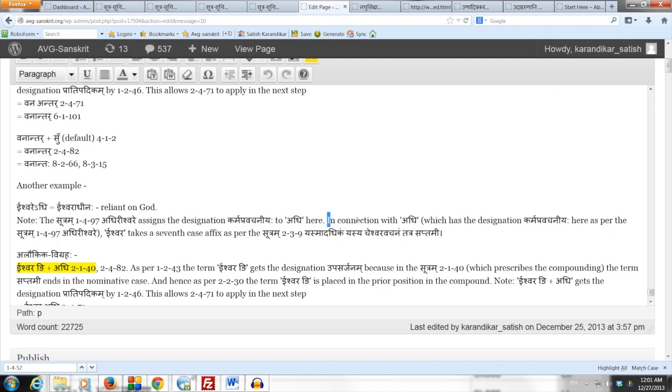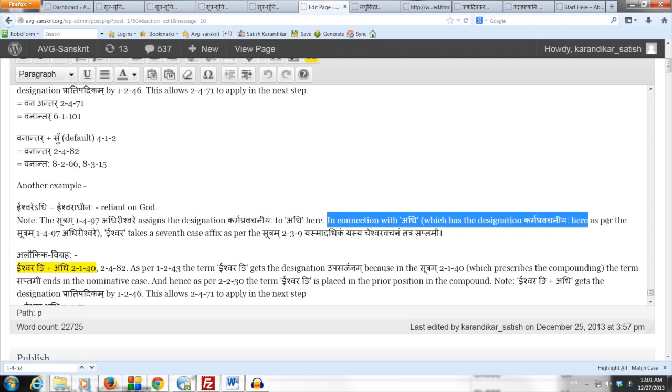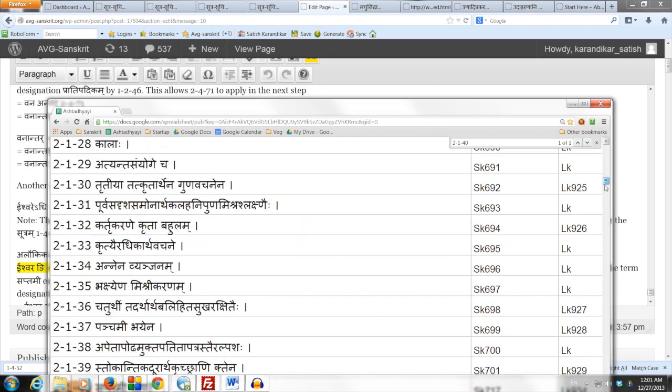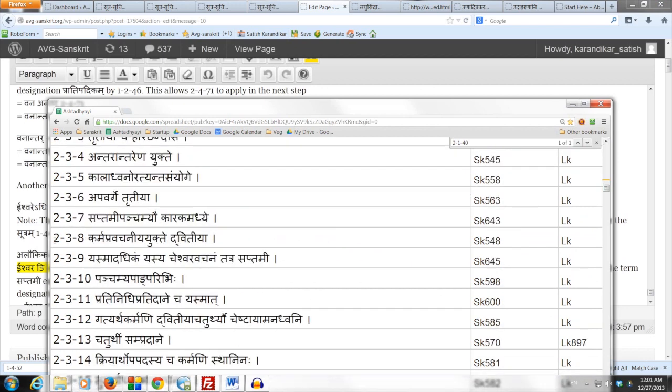The note further says that in connection with Adhi, which has the designation karma pravachaniya here, as per the Sutram 1497 Adhirishvare, Ishvara takes a seventh case affix as per the Sutram 239, Yasmadadhikam yasya cheshvara vachanan tatra saptami. Recall that normally in connection with a karma pravachaniya, a dvitiya vibhakti is used following the connecting pratipadikam. This is as per the Sutram 238, karma pravachaniya yukte dvitiya, which we have studied.